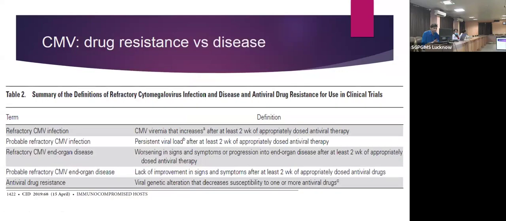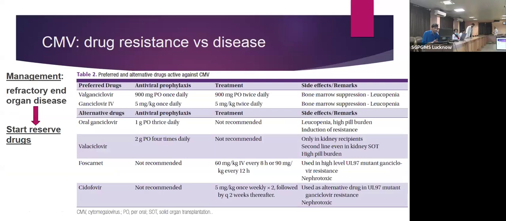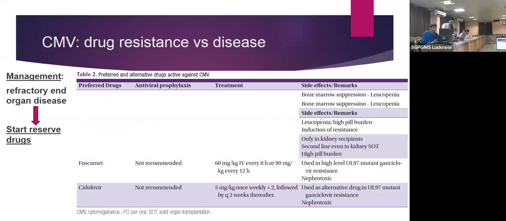And these are the definitions you can read, and when it is resistance, when it is refractory actually. Whenever refractory end organ disease or resistance is there, we have no choice but to use reserve drugs. And these are the usual drugs, but they no longer work. We are only left with foscarnet and cidofovir. And you know, if foscarnet is not working, nothing will work.